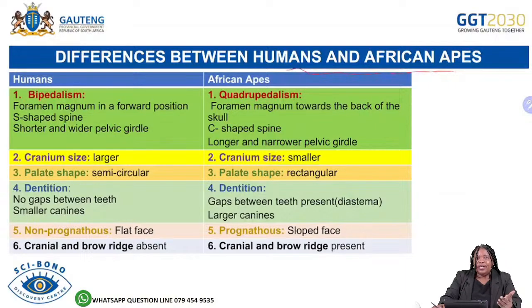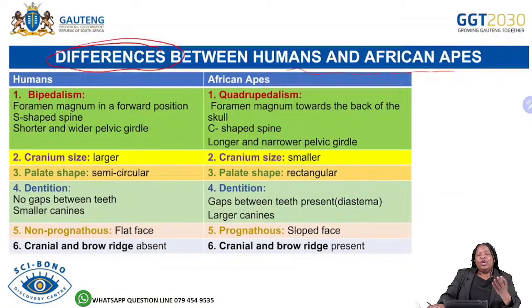But yes, with evolution, change taking place over time, when we're looking at the phylogenetic tree, somewhere there we can see the branching of the ancestors. So we cannot say we look exactly like the apes. Now we're looking at the differences between humans and African apes. Sometimes the examiner can say, give me the differences between humans and apes for 4 marks. For 5 marks, for an example.